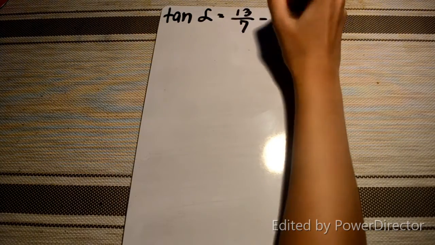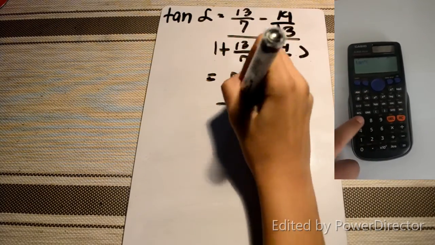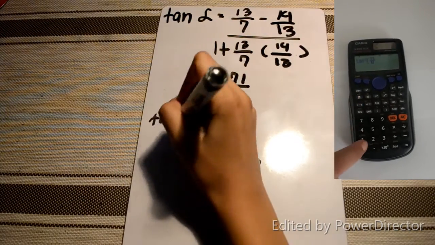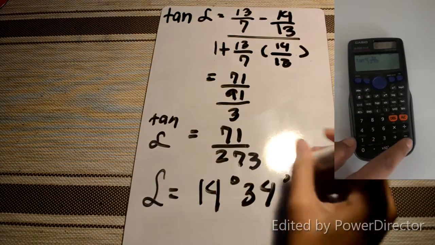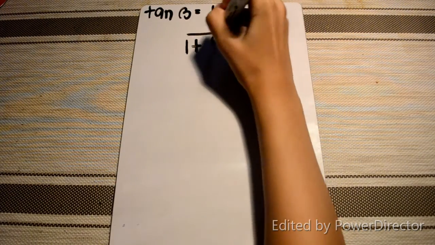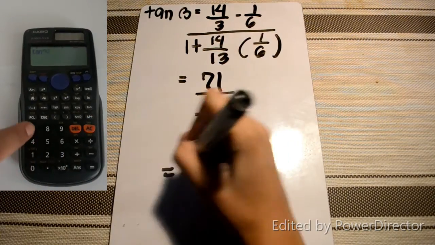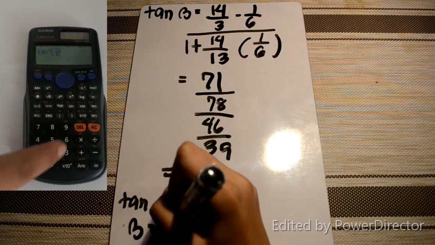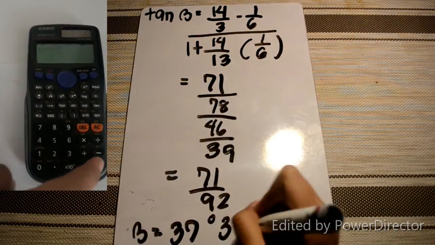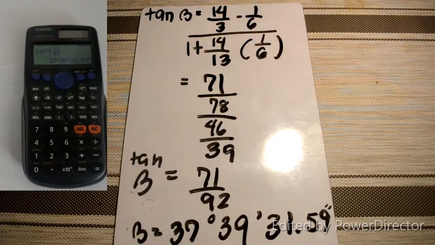The tangent alpha is 71 over 273. Press it on your calculator again to get the angle in degrees, which is 14 degrees, 34 minutes, 41.33 seconds. The tangent beta is 71 over 92. Press it on your calculator again to get the angle in degrees, which is 37 degrees, 39 minutes, 31.59 seconds.